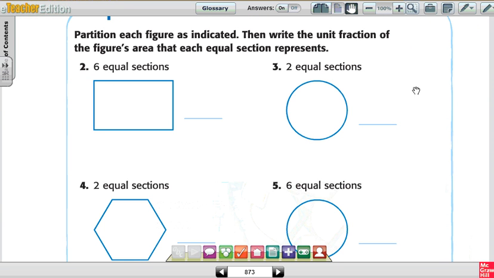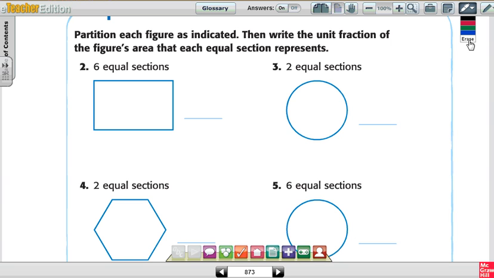It says partition each figure. That means divide the shape into the number of sections that they want you to divide it into. Then write the unit fraction of the figure's area that each section represents. So look at the first one. It says divide this rectangle into how many sections? 6. I can do it this way: 1, 2, 3, 4, 5, and 6, roughly.